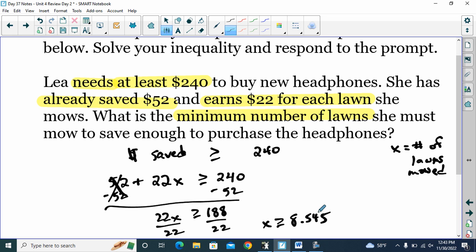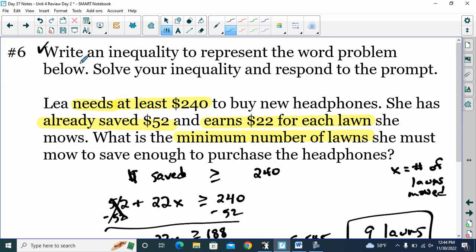And let's assume she has to mow the whole yard. She can't mow half a yard or 3/4 of a yard or a fraction of a yard. So what is the minimum number of lawns she must mow? The number of lawns that she mows has to be bigger than or equal to 8.545. So the minimum number that she can mow has to be the closest integer to 8.545 that's bigger than that number. So she needs to mow at least 9 lawns. So we wrote our inequality, we solved it, and we responded to the question that was asked.